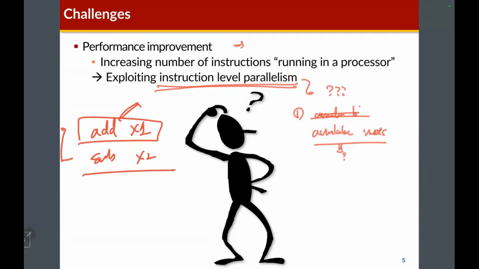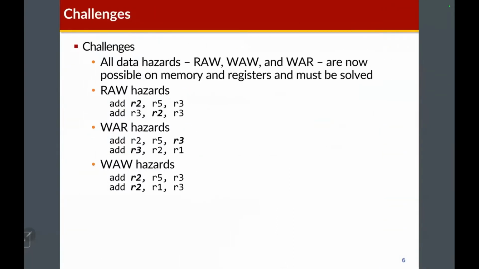Okay? That's the problem. But we already know that if the operands are ready in the processor, then we can execute the sub instruction. That is the starting point of the out of order processor architecture. But if we apply out of order execution, which means the order of the instructions is reordered, then the final result should still be correct.